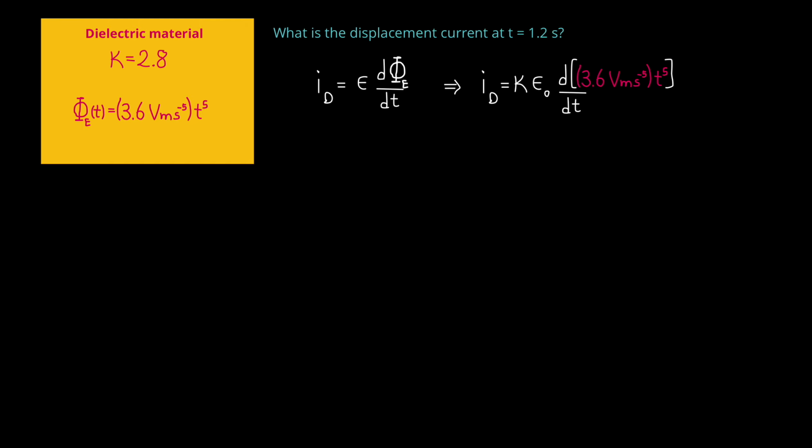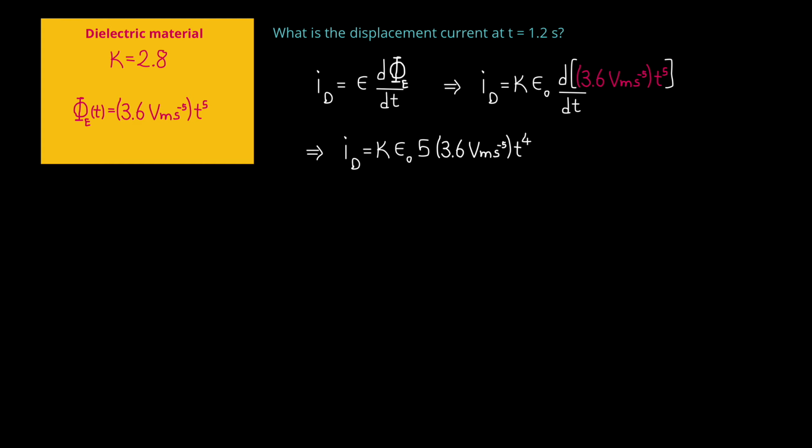Displacement current is equal to K times epsilon 0 times the time derivative of the constant 3.6 volt-meters per second to the fifth power times t to the fifth power. Let's take the derivative. So we have a constant times t to the fifth power. The time derivative of this will be equal to that same constant times 5 times t to the fourth power. This is the expression that we get for the displacement current.